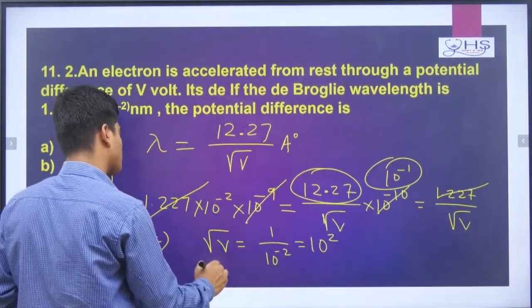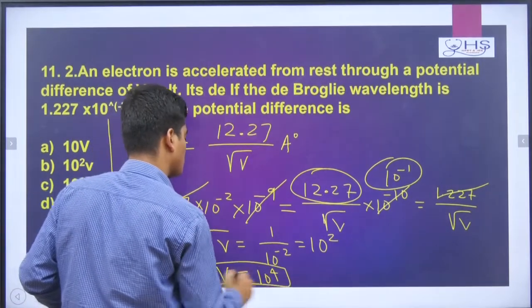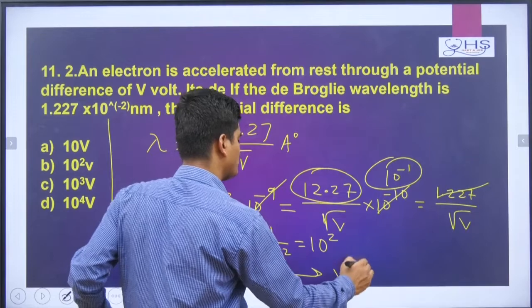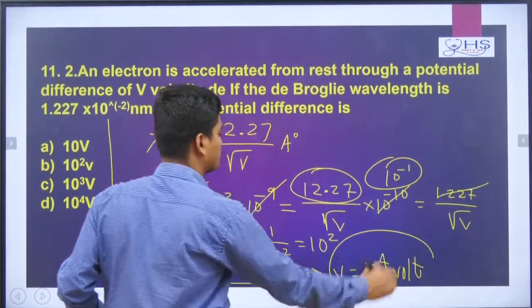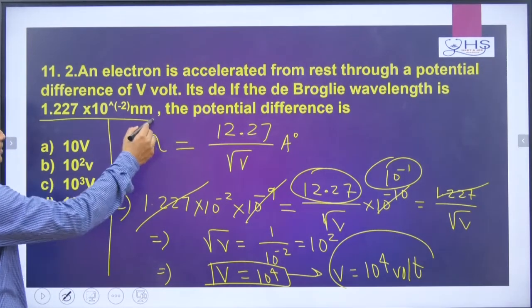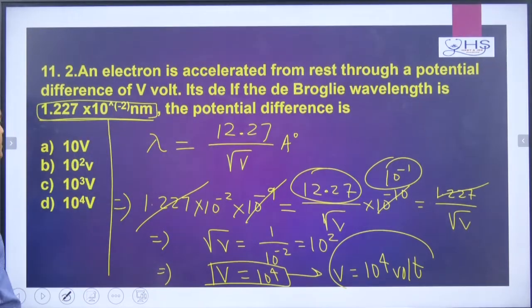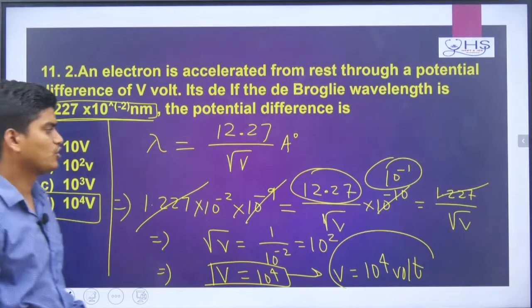Now if I take V square, I will get 10 to the power 4. That means what is my answer coming? Now my voltage will be 10 to the power 4 volt. Okay. So remember, if this equation is there and this wavelength is given, then easily your answer is coming 10 to the power 4 volt voltage.